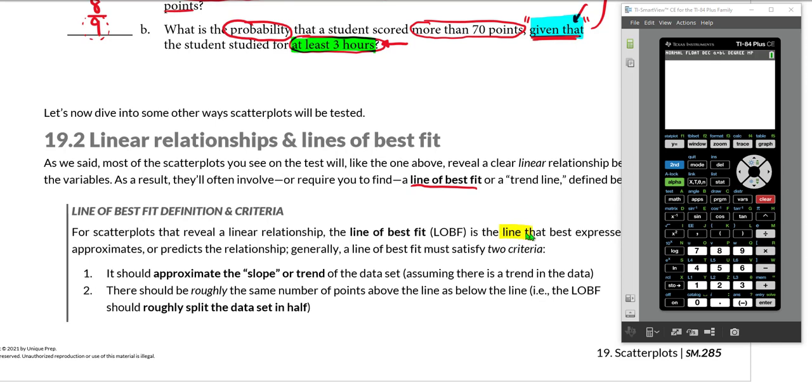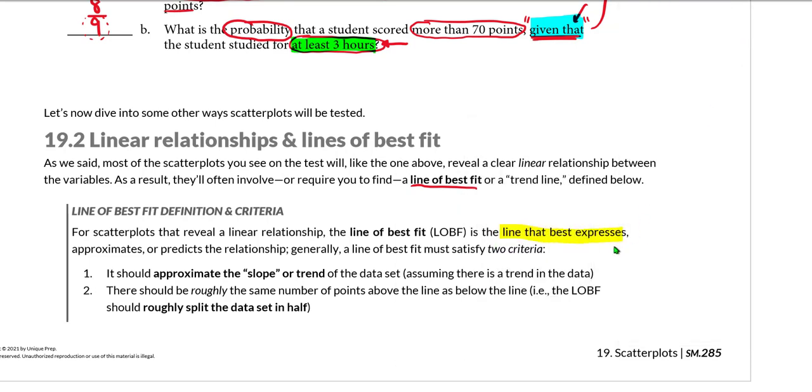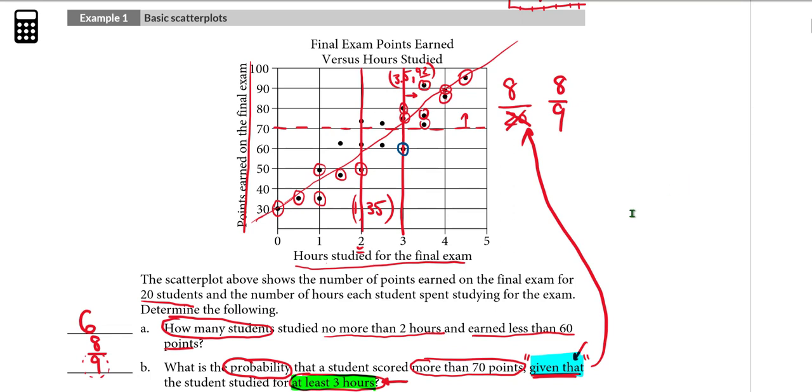It is the line that best expresses, approximates, or predicts the relationship. So again, if you want to glance back up at example 1, you can see that line that I drew. I'm going to do it again in green here so it's a little bit easier to see now that we're done this example. That line looks like it best approximates the relationship between the number of hours that you studied for the final exam and the points earned on the final exam.